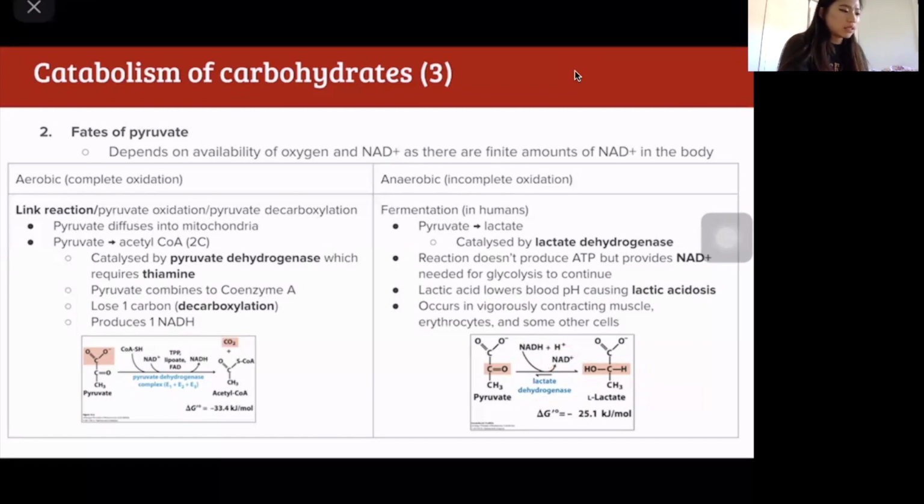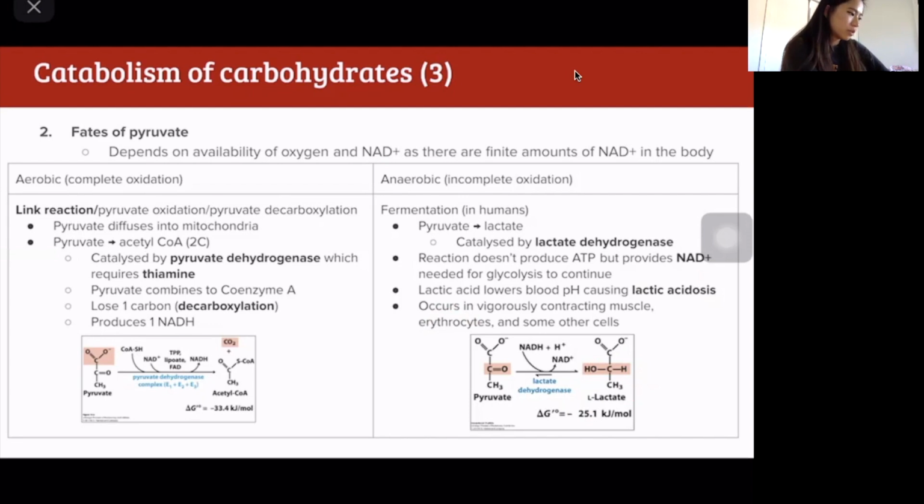Lactic acid, the same as lactate, is acidic, so it lowers blood pH, causing lactic acidosis. This process occurs vigorously in contracting muscles and also in red blood cells. You'll later learn why it happens in red blood cells and some other cells. It's like when you're running and your muscles get sore. It's just the buildup of lactic acid.